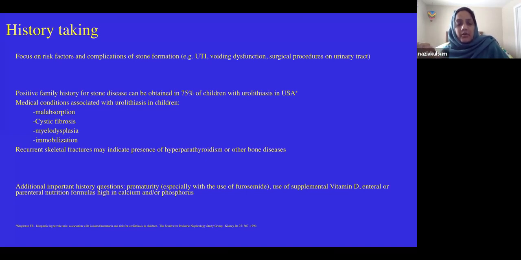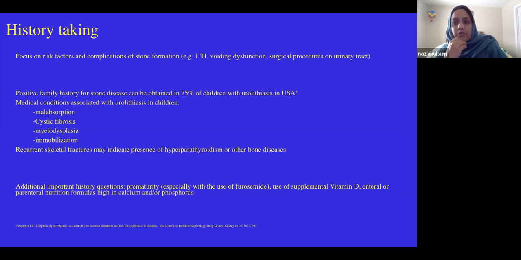And then you look at other medical conditions like malabsorptive conditions, cystic fibrosis, myelodysplasias, immobilization, recurrent skeletal fractures that I mentioned to you, hyperparathyroidism, mostly primary hyperparathyroidism. And then other factors could be like prematurity. In prematurity, there are two things. One is you could have nephrocalcinosis because of immature tubules, or because of use of furosemide or Lasix, especially for patients with chronic lung disease. They use this commonly, or even in cardiac patients where they use Lasix. Long-term Lasix use can also cause kidney stones.